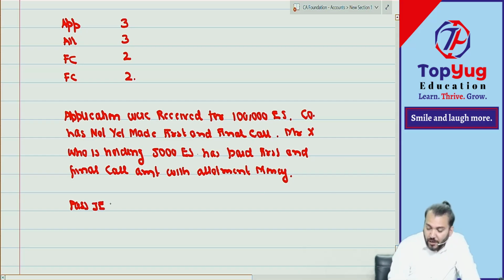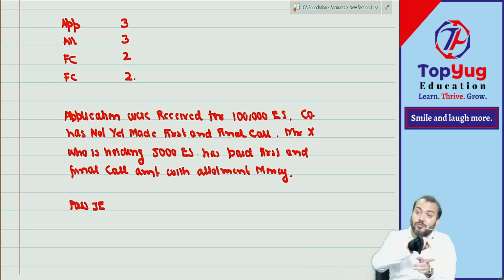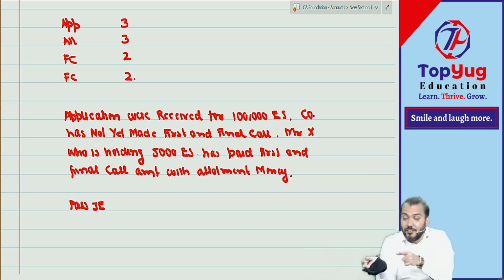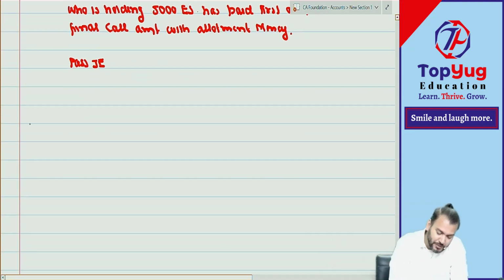This is a question of what? Calls in advance. There is one good shareholder who has paid the first call and final call amount with allotment money. So this is a question of calls in advance. The previous question was calls in arrear; this becomes calls in advance. Understood? So what journal entry? Only the journal entries have to be given as the solution.